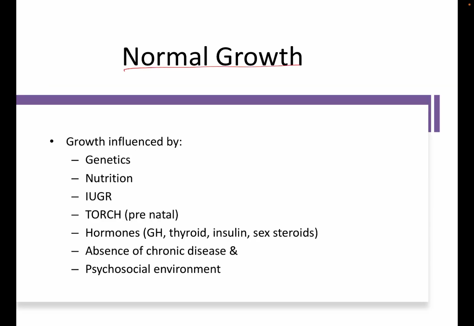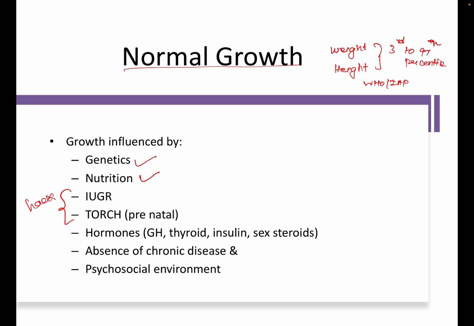If a child's height is between the third to 97th percentile in any standard growth chart like the WHO version or IAP version, we call it normal growth. Normal growth is influenced by genetics, nutrition, lack of intrauterine growth retardation, lack of infection, normal hormonal profile, absence of chronic disease, and proper psychosocial environment. So short stature occurs if there is a problem with any of these things.